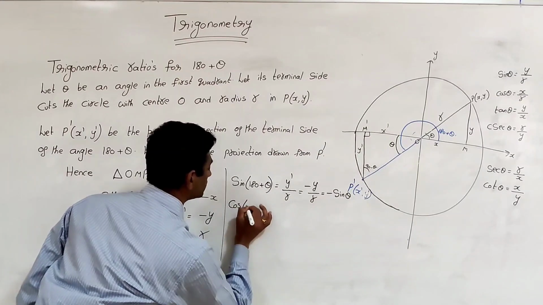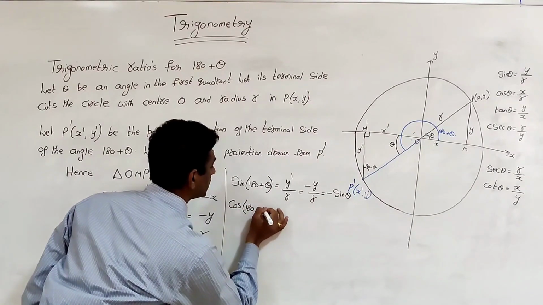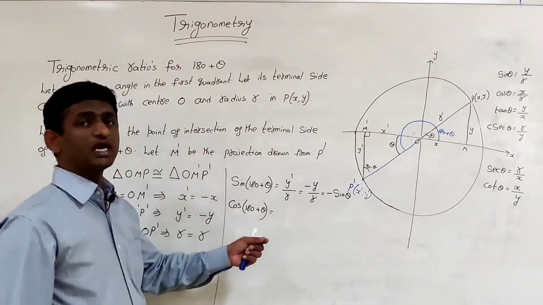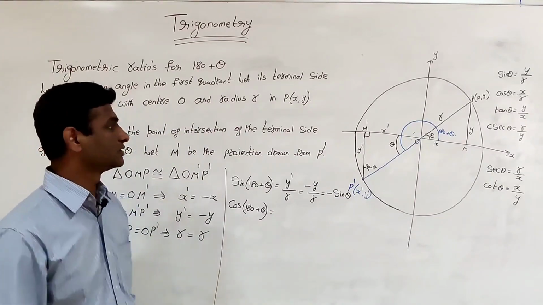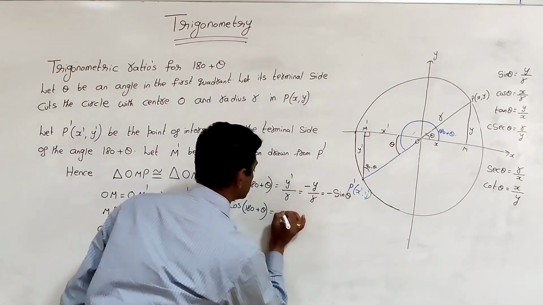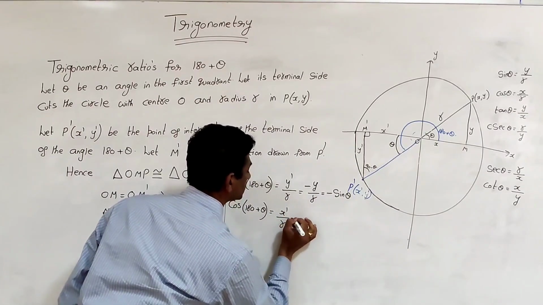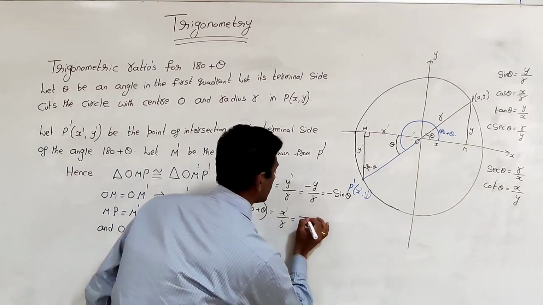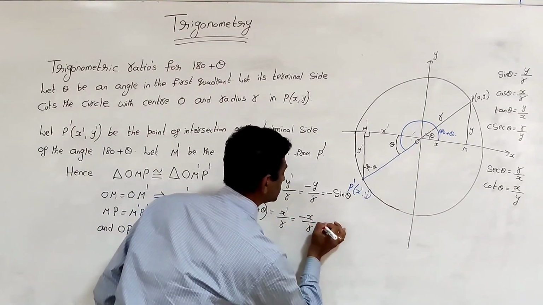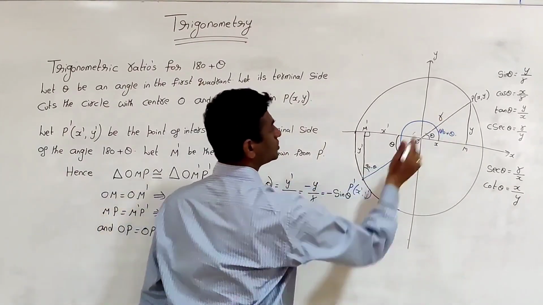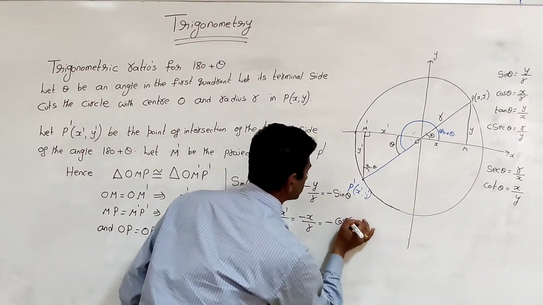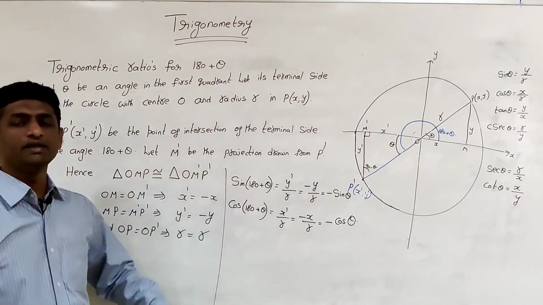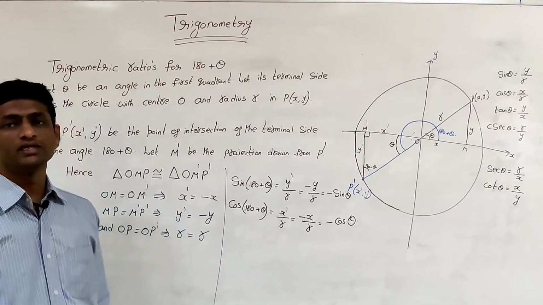Cos of 180 plus theta, adjacent side by hypotenuse. So the adjacent side is x dash by r. So x dash is the same as minus x. Minus x by r, which gives minus cos theta. So cos of 180 plus theta is minus cos theta.